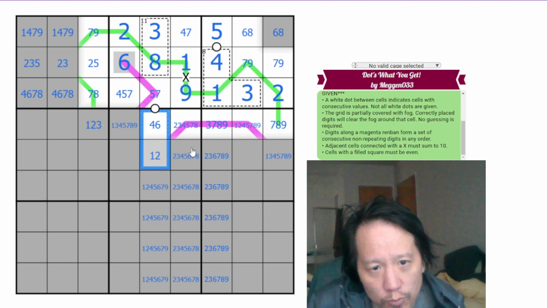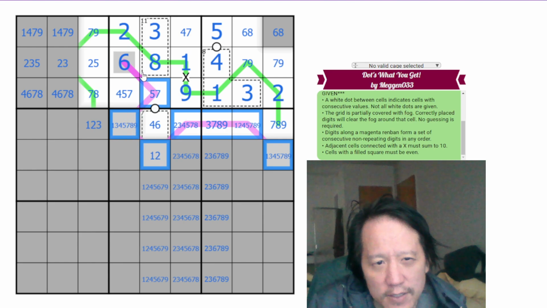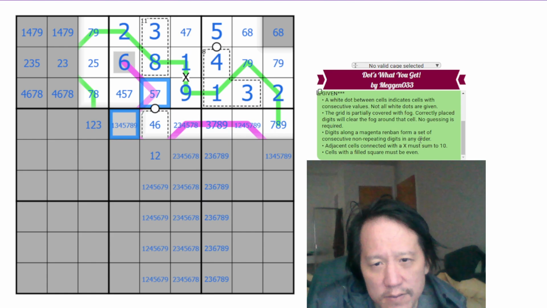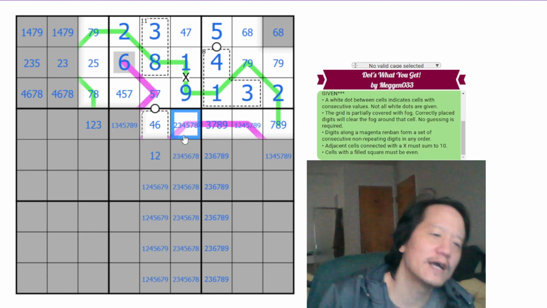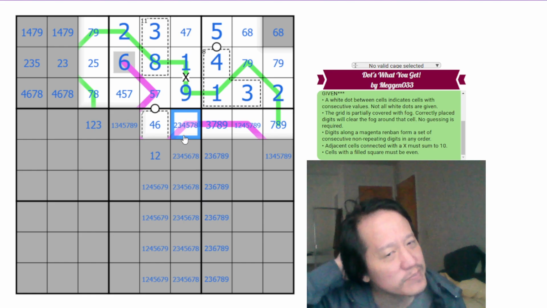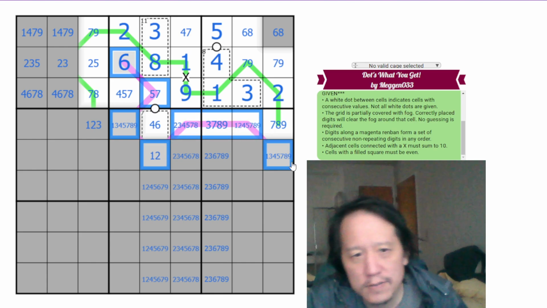If this was 4, 1, and 2, though, that would make an assumption that we wouldn't necessarily be able to make, right? Technically, the line doesn't have to be one consecutive line. 1, 2, 3, 4, 5, 6, 7, 8.